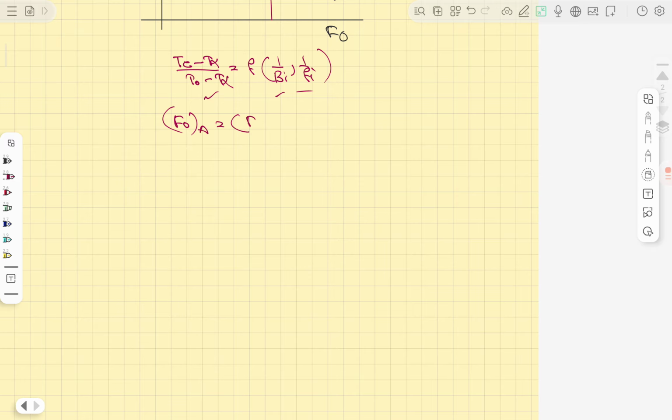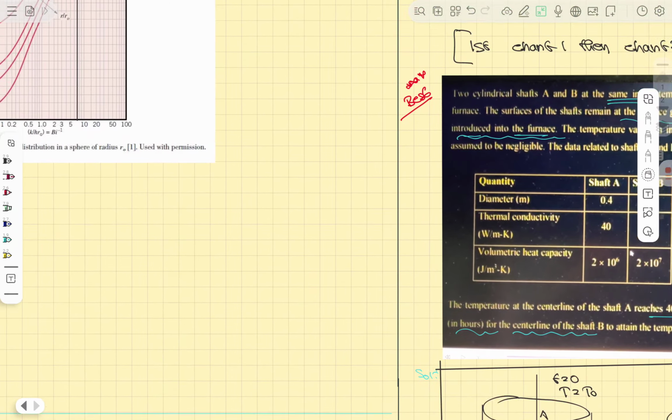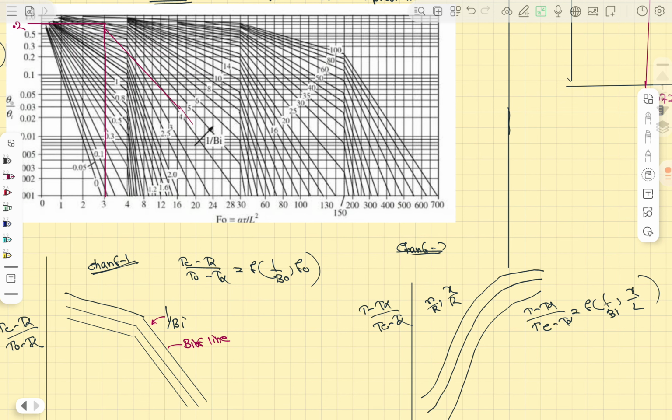So now let us come to this point. Let us take charts. Now imagine this value is 0.2 for shaft A as well as shaft B. So this is the line, it intersects here. Now imagine in both the cases 1 by Biot number is 0. So this inclined line also intersects here. Now if you observe, when this value is same and you project it out, the Fourier number should be same.